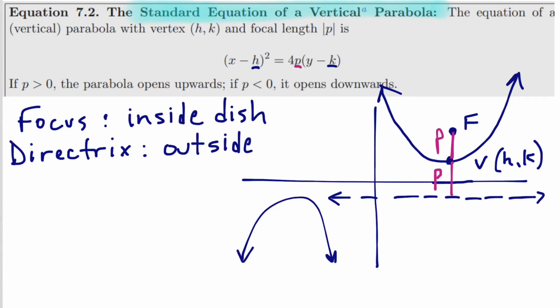So down here, when P is greater than 0, that's one way of saying that if you have a positive sign in front here, you're facing upward. And if you have a negative sign in front there, then you're facing downward. And that's something we already know about the equations of parabolas when we study functions. Positive faces upward, negative faces downward.